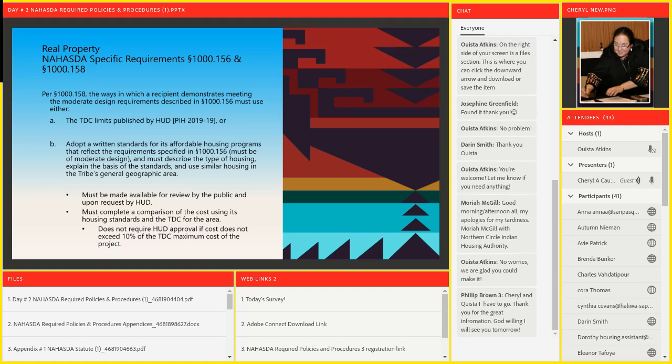Adopt a written standard for affordable housing programs that reflect the requirements specified in 1156, must be of moderate design, must describe the type of housing, explain the basis of the standards, the use of the similar housing in the tribe's general geographic area, must be available for review by the public, and upon request by HUD, must complete a comparison of the cost using its housing standard and the TDC for the area, and does not require HUD approval if the cost does not exceed 10% of the TDC maximum cost for that project.